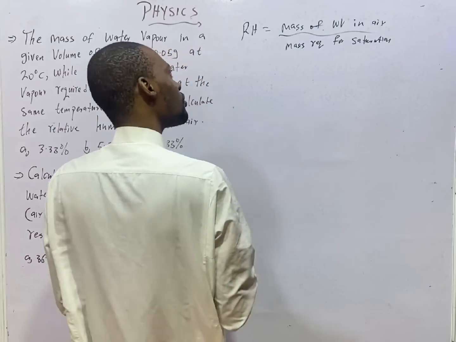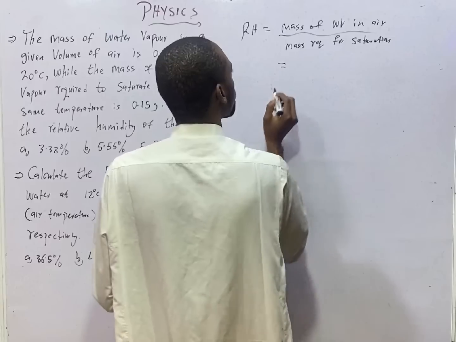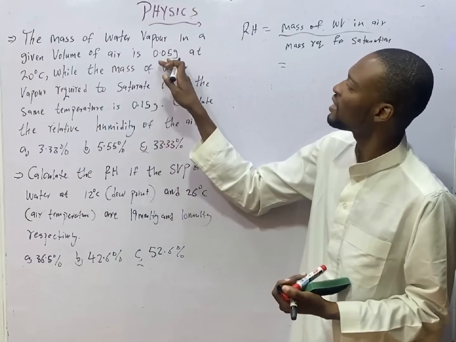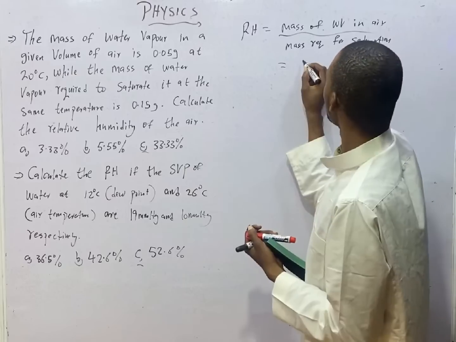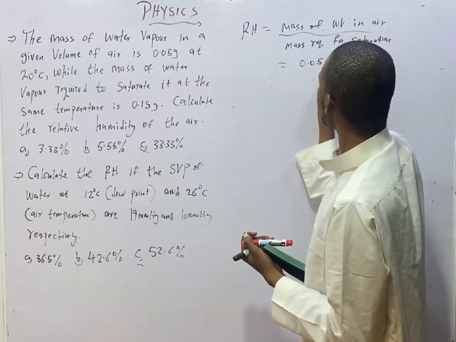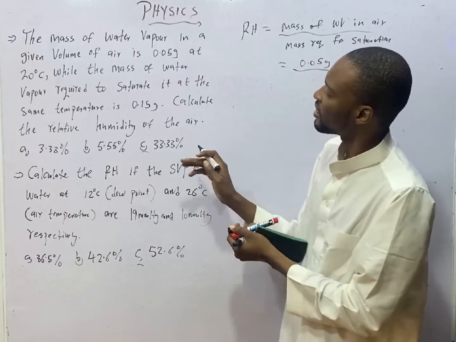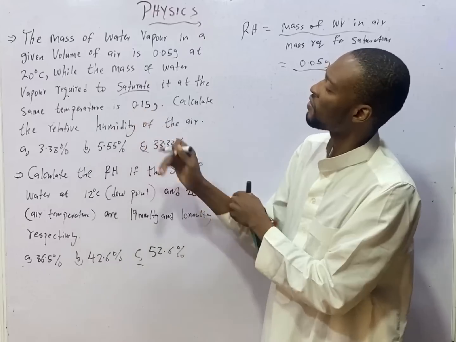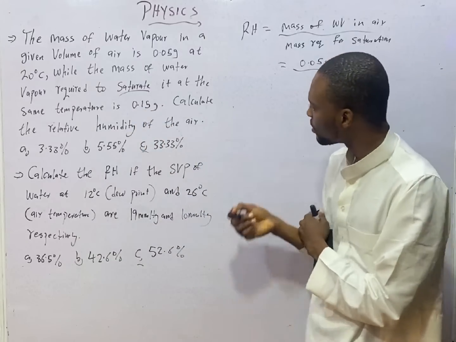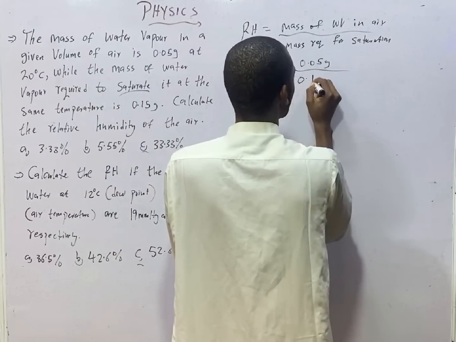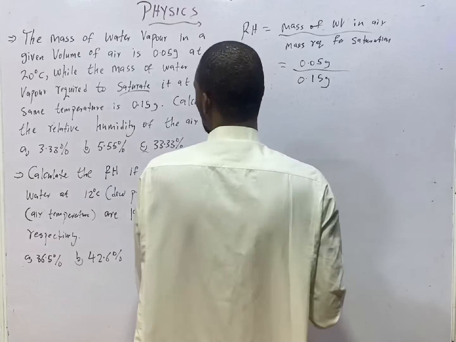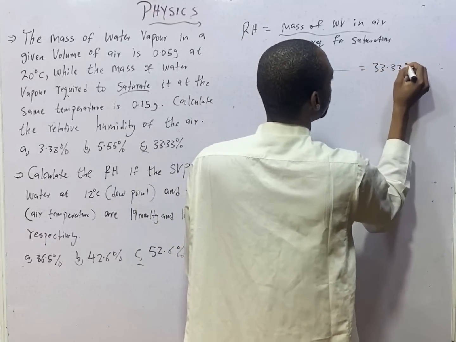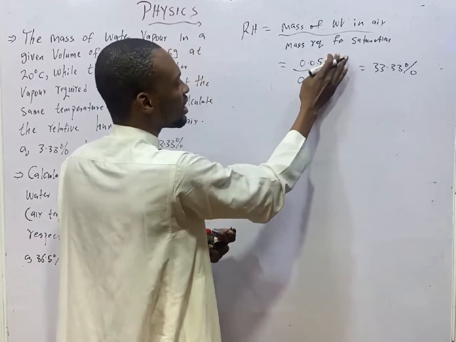Now let's do with what we have. The mass of water vapor in the air is given as 0.05 grams, over what they said is needed to saturate the air at the same temperature, which is 0.15 grams. Dividing, you should get 33.33%.